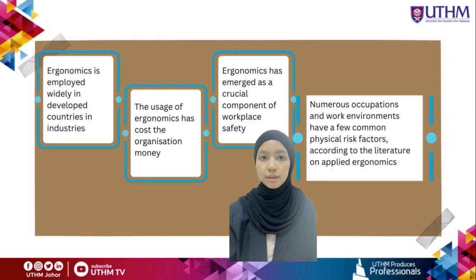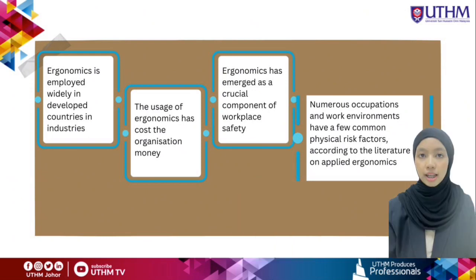Next, ergonomics has emerged as a crucial component of workplace safety. It is due to the rise in accidents brought on by repetitive motion, excessive force, and awkward postures. Lastly, numerous occupations and work environments have a few common physical risk factors. Particular focus should be given to risks that have a cumulative impact on workers, such as cumulative trauma disorder, CTD.